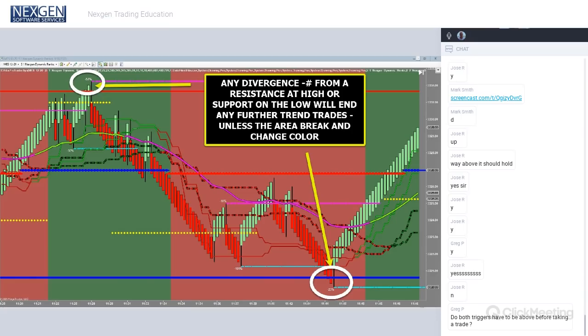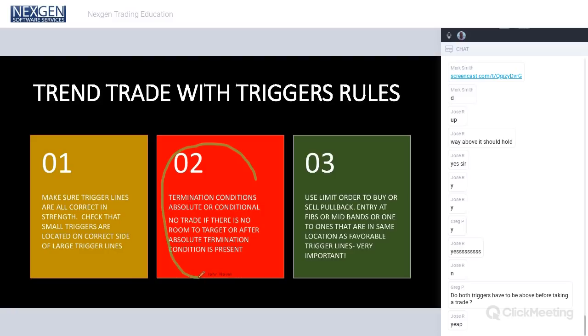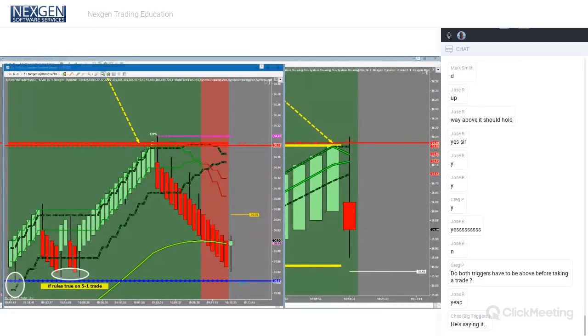So when we talk about rule number 2, right, which is pretty simple, if you have a spot or a condition that says don't go long anymore whatsoever, you will lose your kid's college fund, it looks just like this.